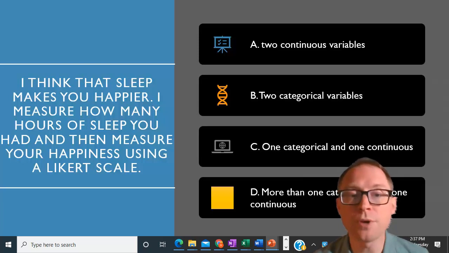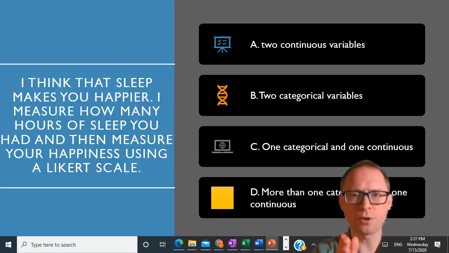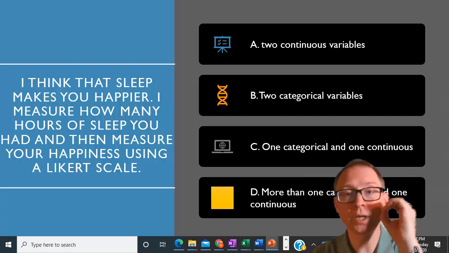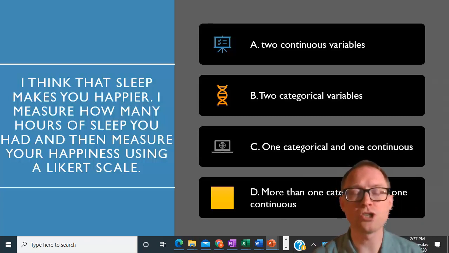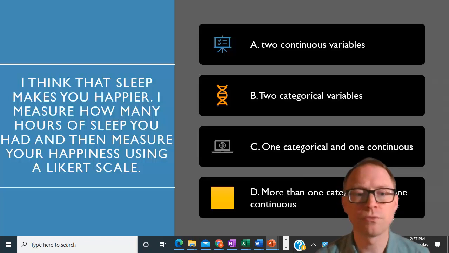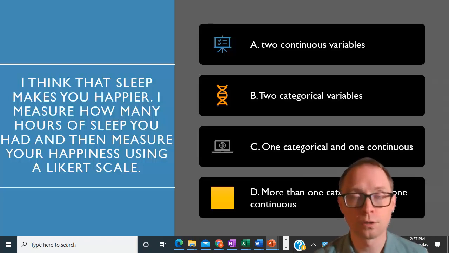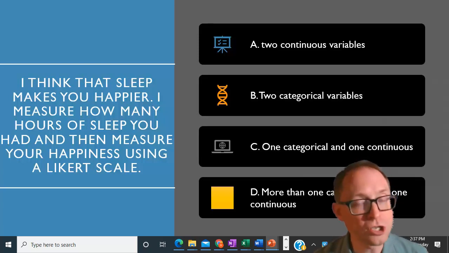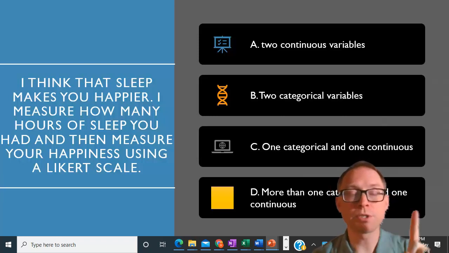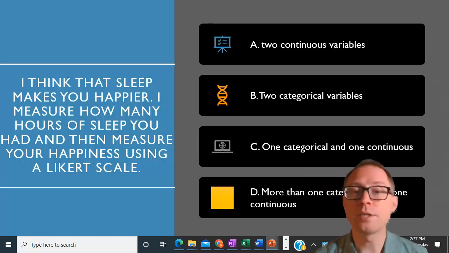So, sleep makes you happier. If I measure how many hours of sleep you had, hours of sleep is ratio data, right? The difference between 1 hour and 2 hours is the same as the difference between 2 hours and 3 hours, right? They're all 60 minutes, and 0 means 0 hours, 0 amounts of time. That's ratio. Ratio is a form of a continuous variable. Then I measure your happiness using a Likert scale. Well, Likert scales are ordinal. Likert response format gives us ordinal data. Ordinal, interval, and ratio, they're all continuous. So sleep is a continuous variable and happiness is a continuous variable.